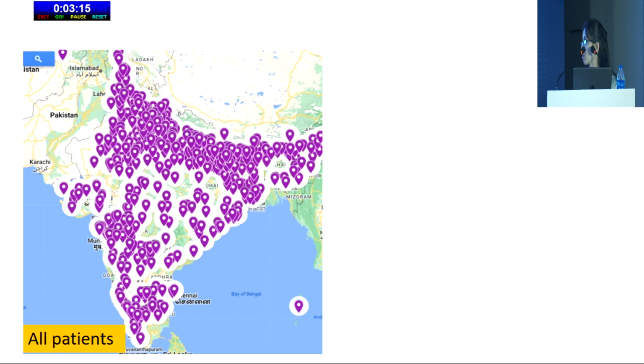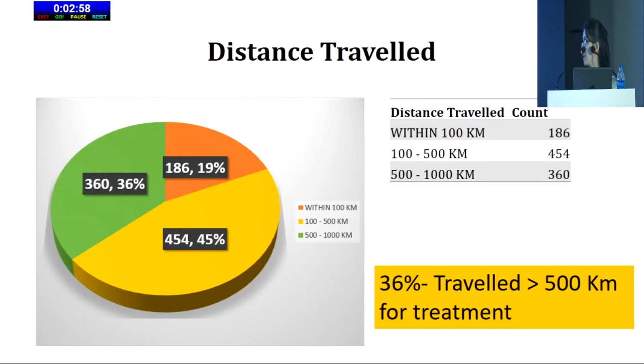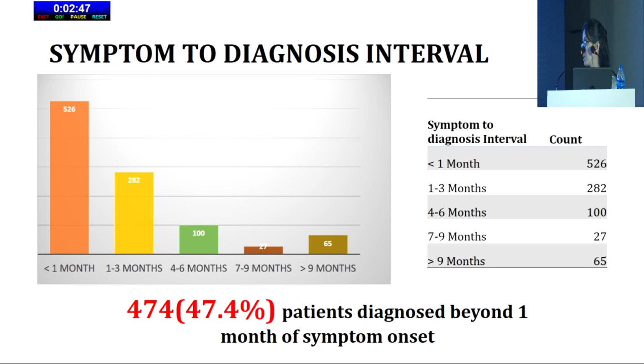Just to put it in a pictorial manner, it's a very crowded graph, but it shows the geographic distribution of the patients across the country. But if you narrow it down to include just stage 3 and stage 4, which are the extraocular and metastatic disease, it seems to be concentrated mostly in the northern belt, northeastern, and some parts of central India. The distance the patient travels for treatment is an indicator of access to care, and about one-third of the patients in this study had to travel more than 500 kilometers to avail the treatment.